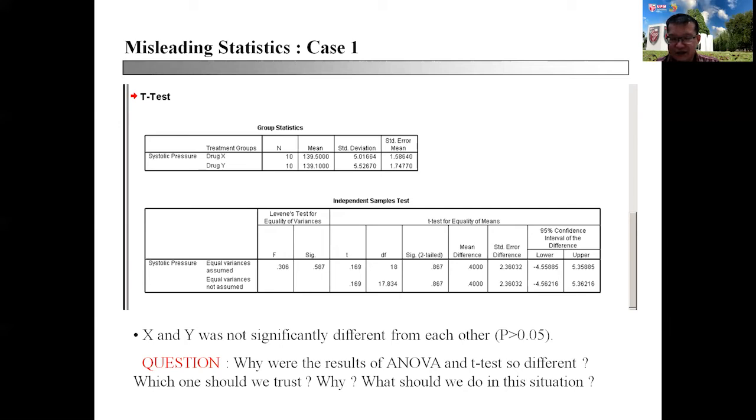So why is it so? Remember, when you analyze X, Y, and control together, there is no statistical significance. But when you compare X and control or Y and control using t-test, you notice that there is statistical significance. However, when you compare X and Y, there is no statistical significance. So what does this tell you? Which results should you use and what should you do?